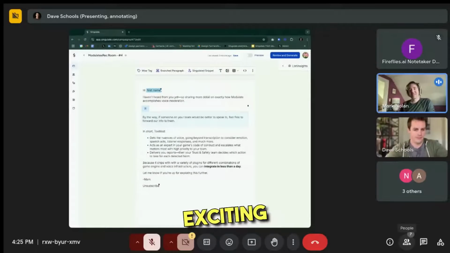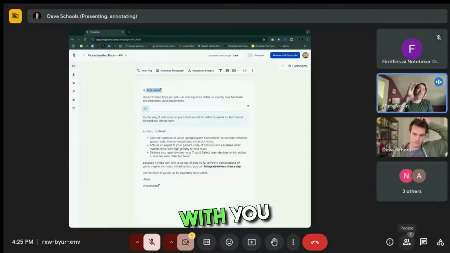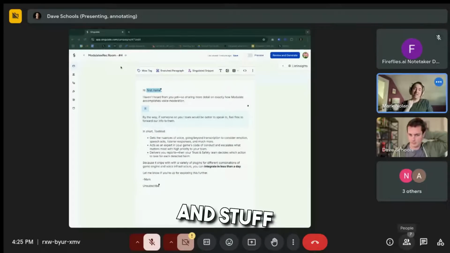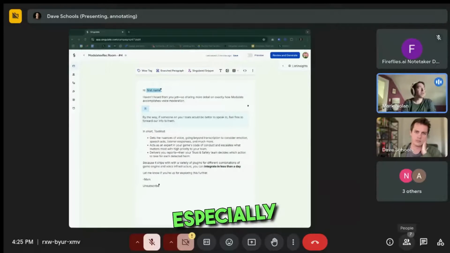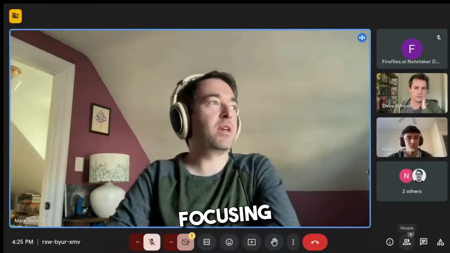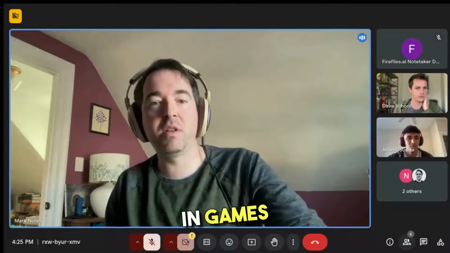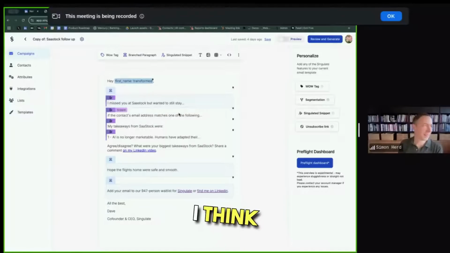Yeah, it's really exciting to see. We can see the promise from when we've got the demo before, but seeing our data and stuff in here is really exciting. We'll be able to find a lot of uses for this, and I think especially for this next year, we're going to be focusing on moving outside of our existing customer vertical in games and into some others, and this is going to make that so much easier to be able to handle. I think it's kind of brilliant.